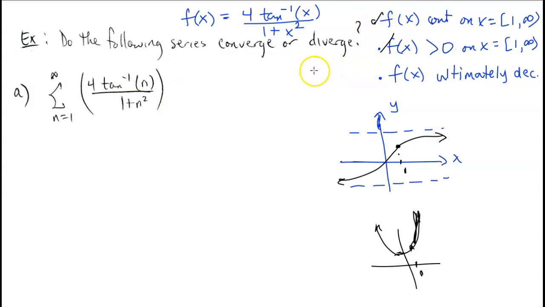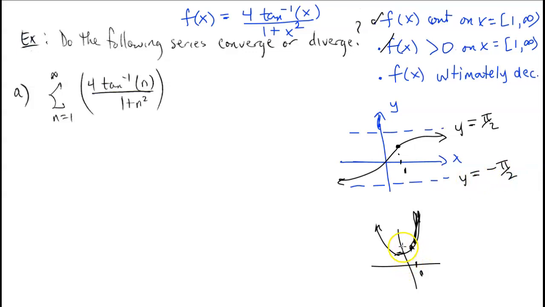And so the third criterion is, is our graph of f of x ultimately decreasing? And so for this one, note that our tangent inverse function is trapped in between, I'm putting x there, but it really should be y. It's trapped in between these two horizontal asymptotes. y is equal to pi over 2 and y is equal to negative pi over 2.